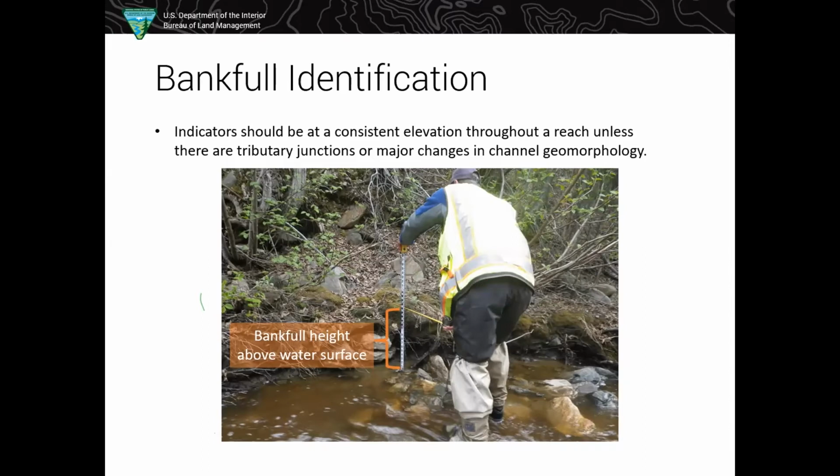You can see in this image, you have a vertical pocket rod and then a horizontal tape, and there's a little bubble level on that tape. So you can level your line horizontally and then just look at that elevation above water surface and figure out what's that consistent elevation you're getting above water surface. That'll help you hone in on what's the most consistent bankfull indicator within your reach.